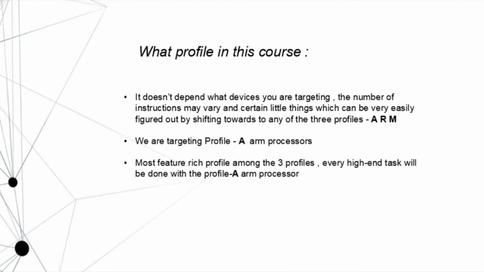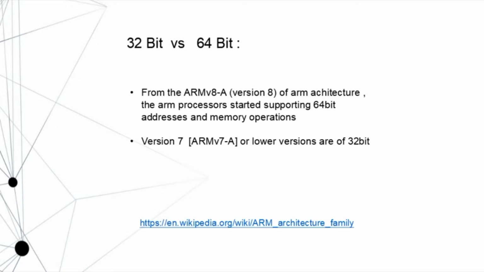So what profile are we going to learn in this course? We are entirely focusing on profile A, because the instruction set in the profile A ARM processor is a superset of all the instruction sets in profile R and profile M. So learning about the profile A instruction set will help you learn about profile R and profile M as well. There are also variations in the profile A ARM processor, like the 32-bit processor and the 64-bit processor.